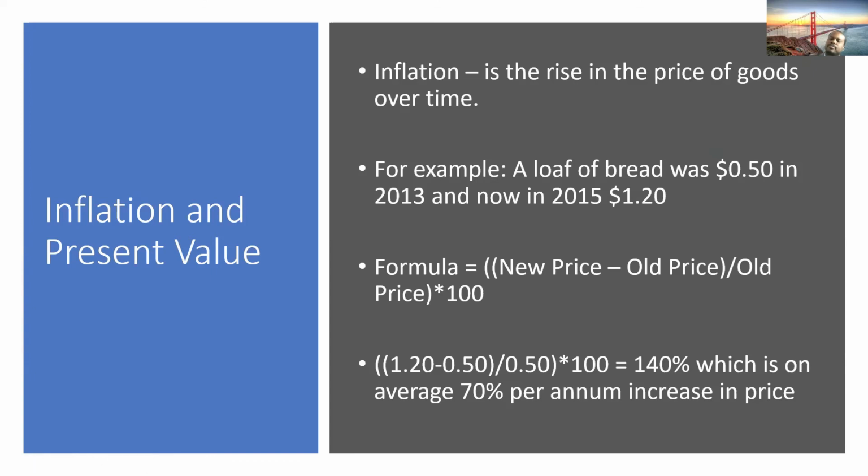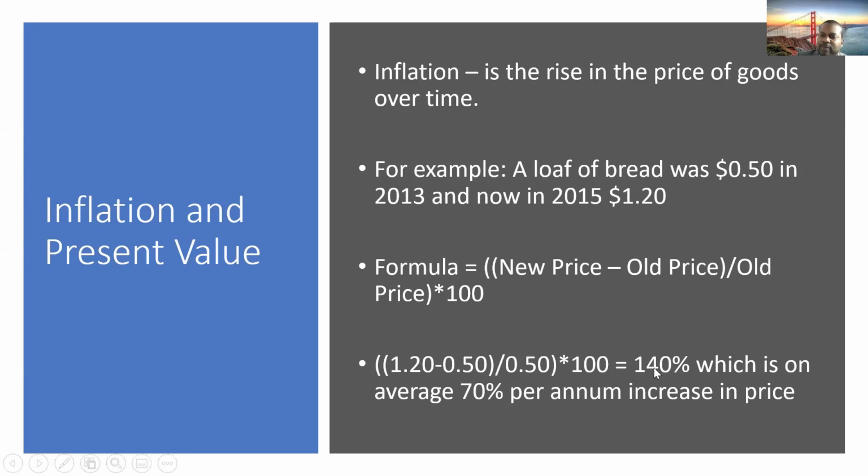What's the formula for this? How we calculate the rate of inflation would be the new. Here, the new is 1.20. We put the 1.20 here. The old is 0.50, which is 50 cents. We put it here. So new minus old divided by old multiplied by 100. So 1.20 minus 0.50, multiplied by 100, and that's 140%, which is on average 70% per annum.